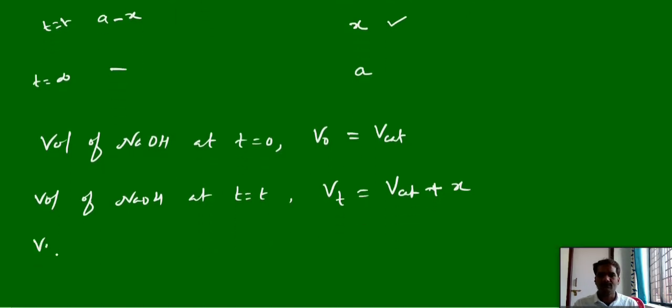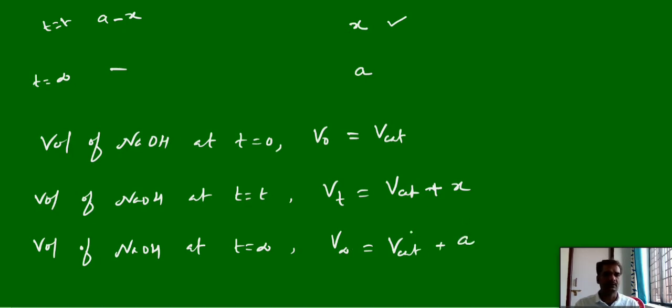Next, volume of NaOH at time t equal to infinity. Again, how much do we require? V infinity is equal to, again catalyst will be present as it is, plus acetic acid, now A amount, the concentration of A.